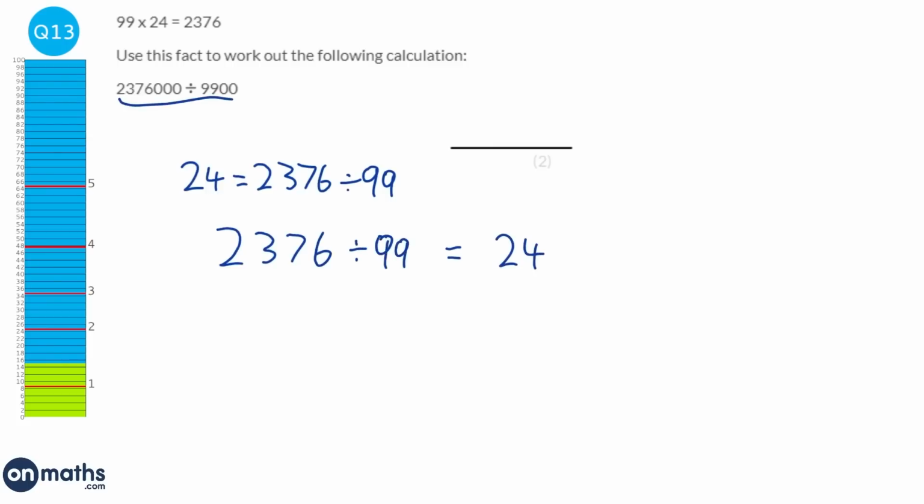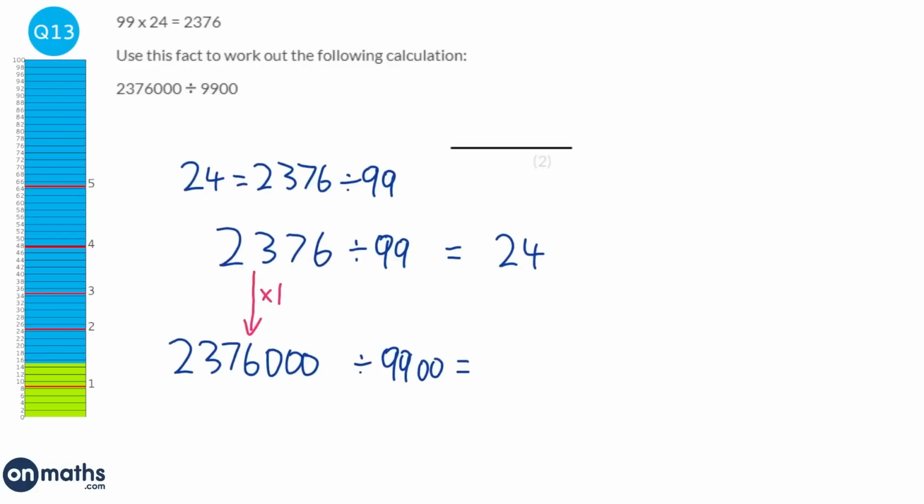And I'm going to write this underneath so we can see the similarity. So 2,376,000 divided by 99,000 equals. Okay, let's have a look at what's happening between these two numbers. So this part here is multiplied by 1,000, and this part here is multiplied by 100.